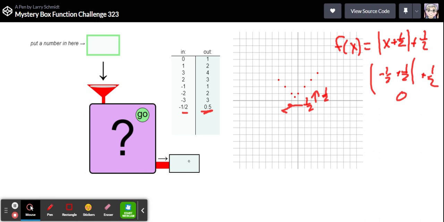Let's go ahead and take a look. Yeah, the absolute value of x plus 1/2 plus 1/2. And we can graph that as well. And you see that typical v of the absolute value function just offset by half up and to the left.